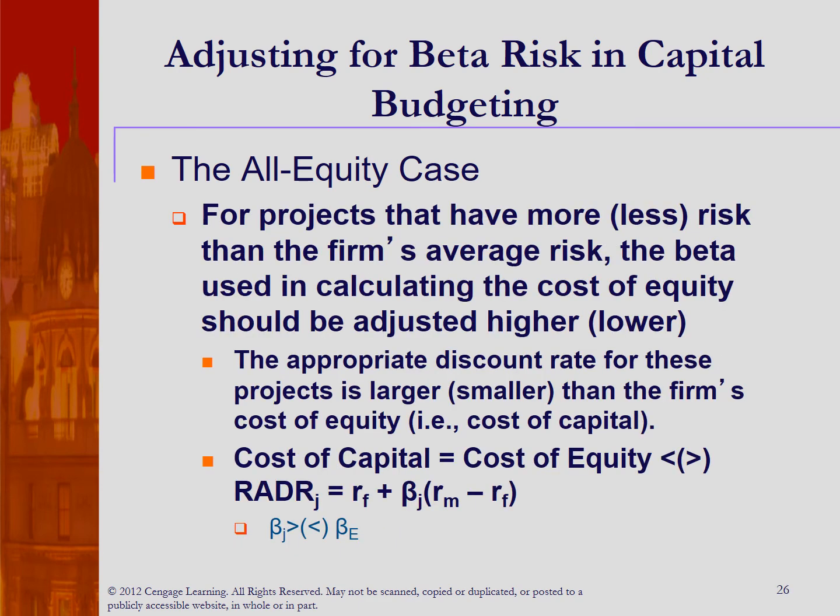For projects that have more risk than the firm's average risk, the beta used in calculating the cost of equity should be adjusted higher. So, the appropriate discount rate for these projects calculated by the security market line is larger than the firm's cost of equity. For projects that have less risk than the firm's average risk, the beta should be adjusted lower, so the appropriate discount rate is smaller than the firm's cost of equity.